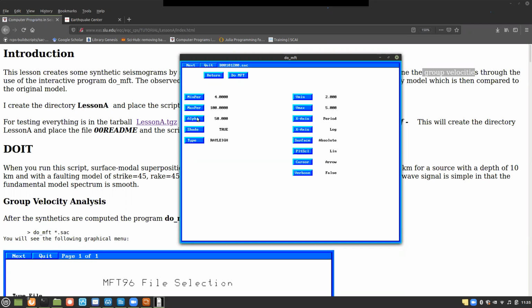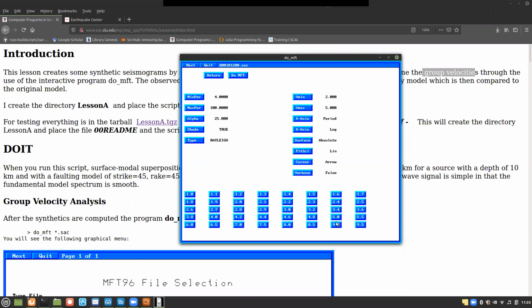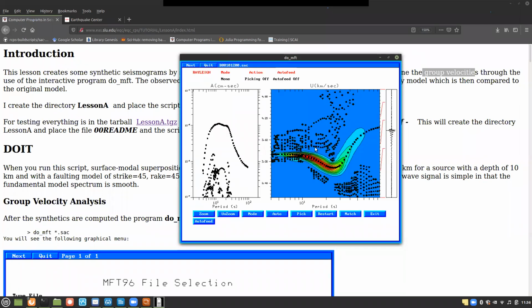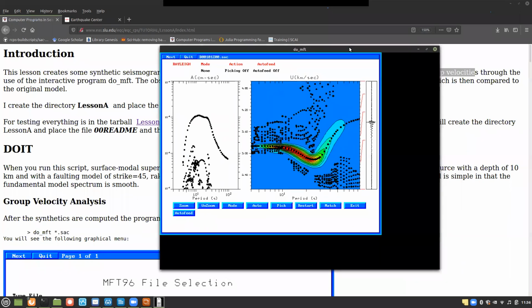So let's go ahead and choose here. The alpha, there are options for you to choose, and one of the options you just click it and it changes it. Maximum period, it gives you in the tens, in the ones, hundreds. So let's say if you click on the tens, then this is up to 95. Okay, so then the maximum period will be up to 95. Once you set these parameters, then you just go ahead and say do MFT. And in this case, it gives you this.